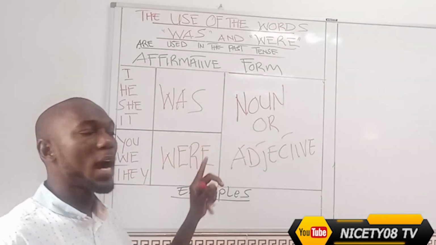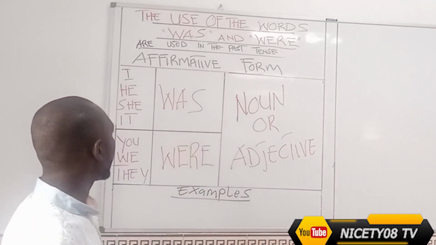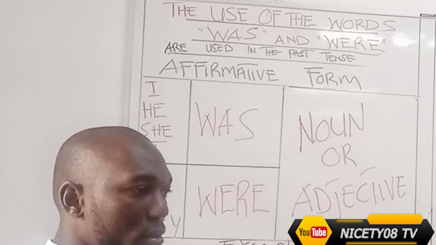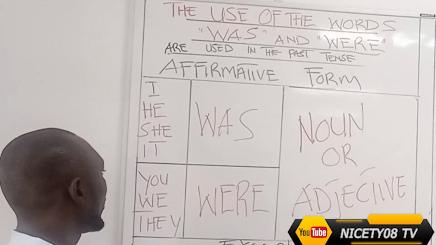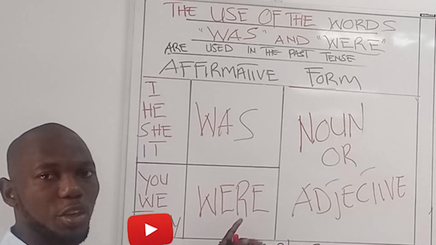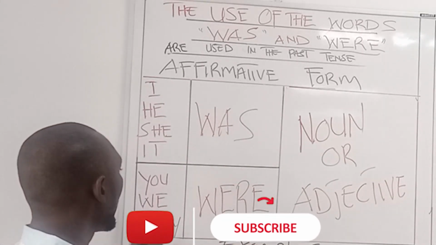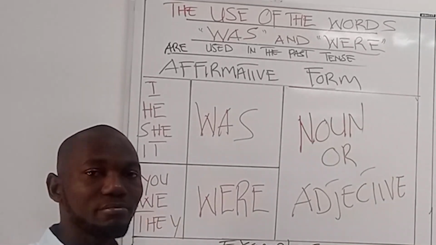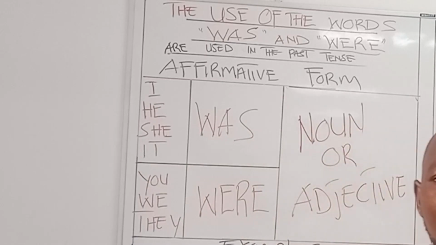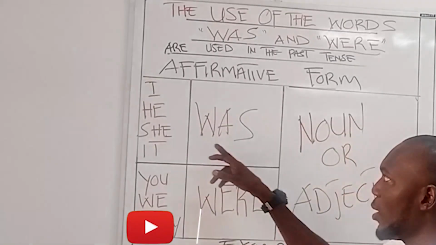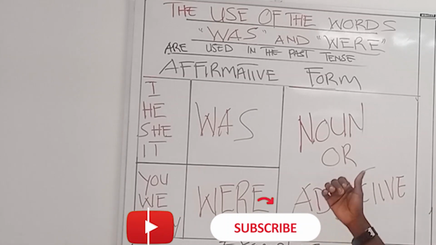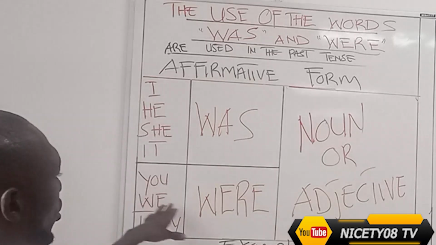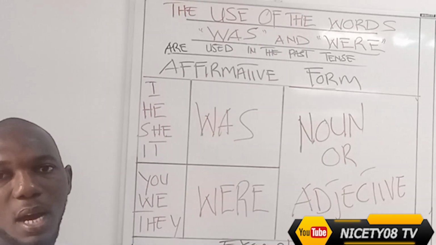So I was a doctor, nilikuwa daktari. He was a nurse, she was my mother. You were my best friend. He was a president. Dr. Jakaya Mrisho Kikwete was a president in Tanzania. This is what we do. Okay, like that. So you were, we were, they were. This is how we do.